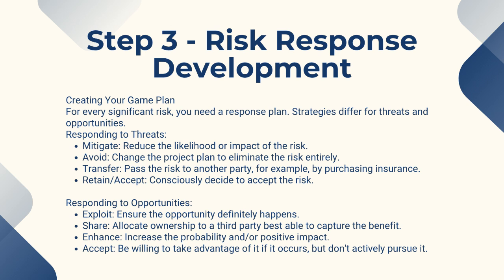Mitigate. This means reducing the likelihood or the impact of the risk. A good example is testing a prototype to catch issues early. Avoid. Here, we change the project plan to completely eliminate the risk. Transfer. This involves passing the risk to another party, for example, by buying insurance or requiring a warranty from a vendor. Retain or accept. Finally, we can make a conscious decision to accept a risk, usually when it's minor.